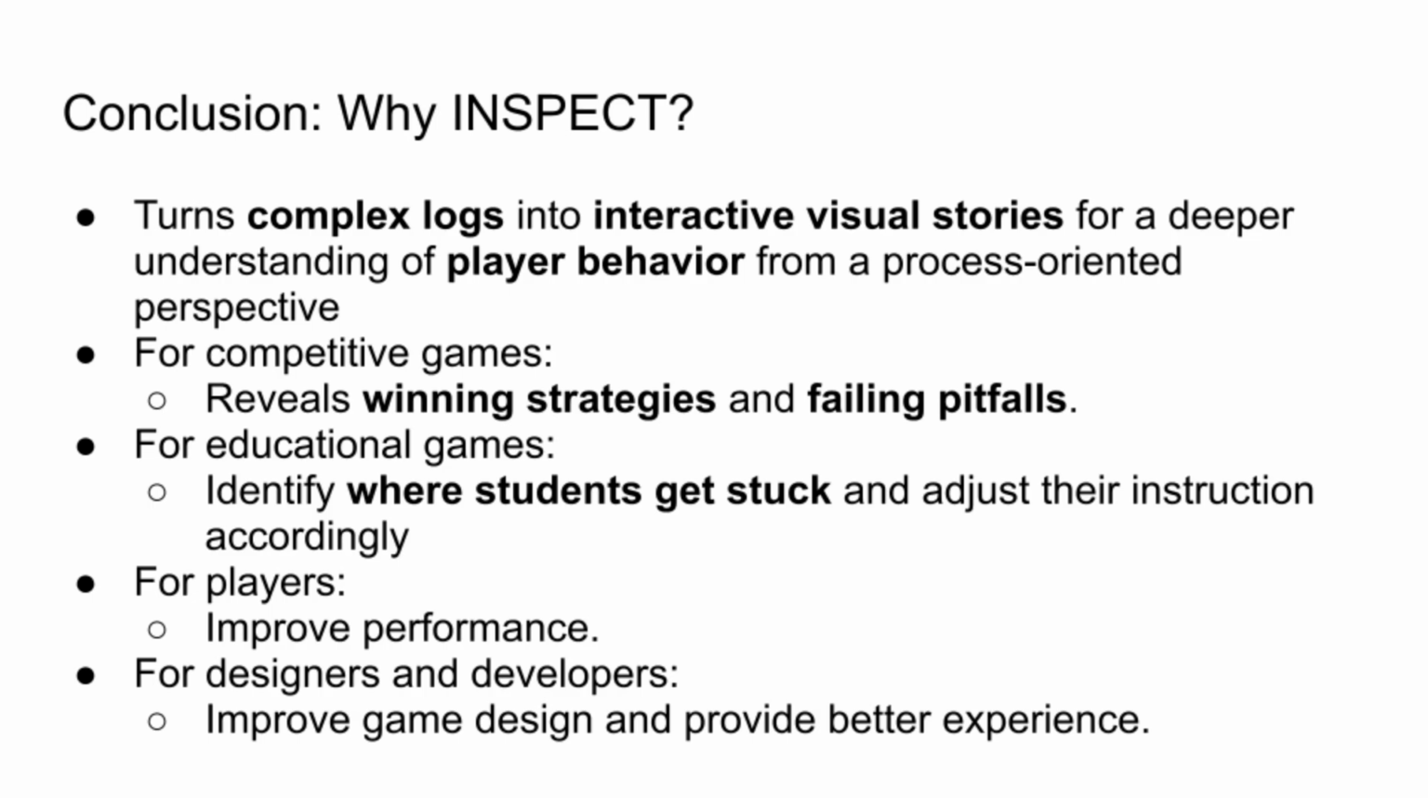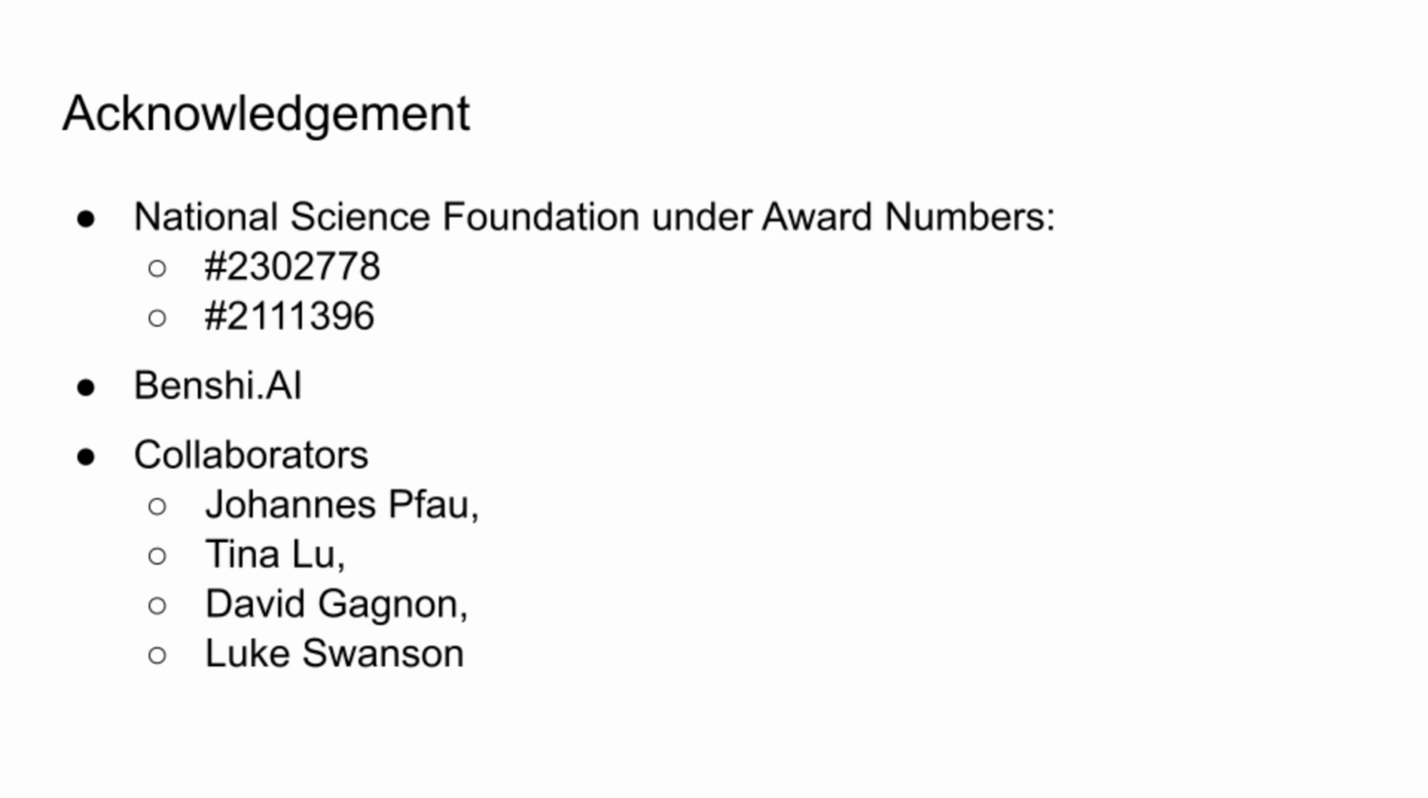Inspect transforms player journeys into interactive, interpretable visual stories. For competitive games, it can reveal winning strategies and failing pitfalls. For educational games, the system can help identify where students get stuck and adjust their instruction accordingly. If you are a player, the system can help you find better strategies and improve your performance. And if you are a game designer, it can help you improve the game design and provide better experience to players.